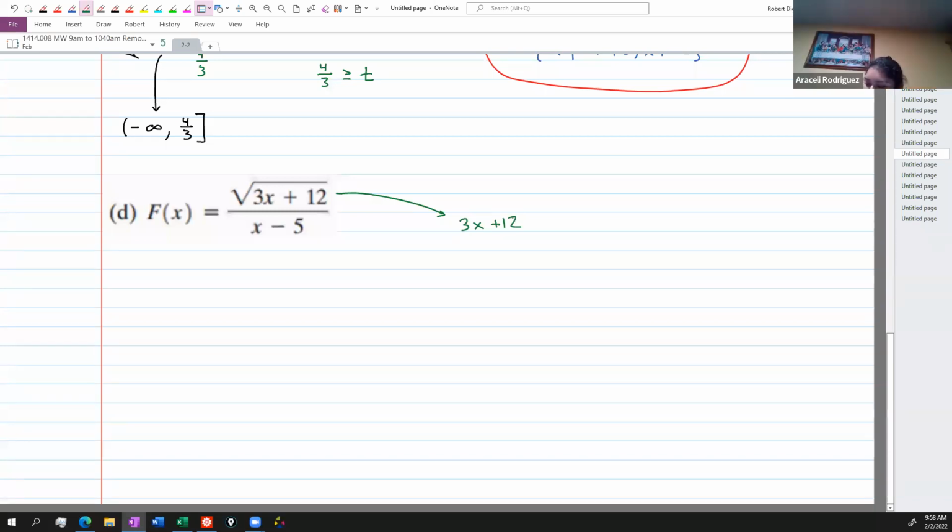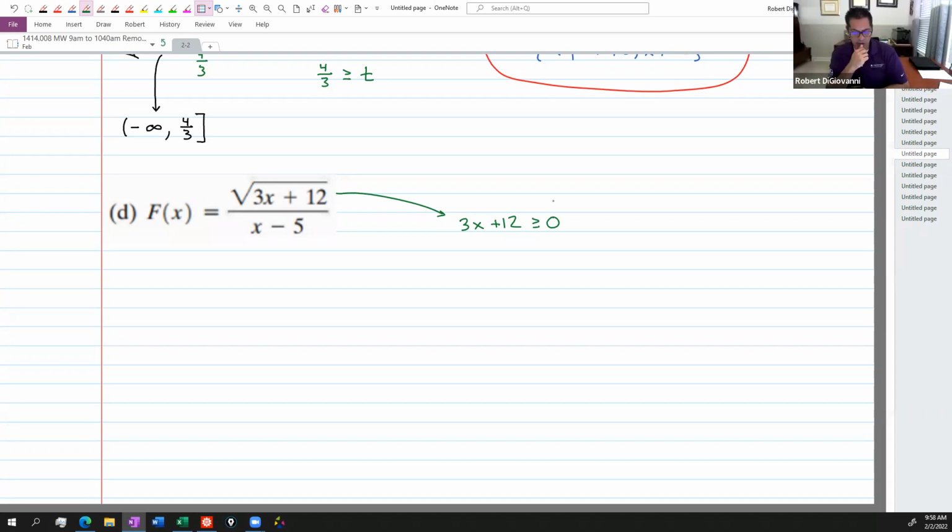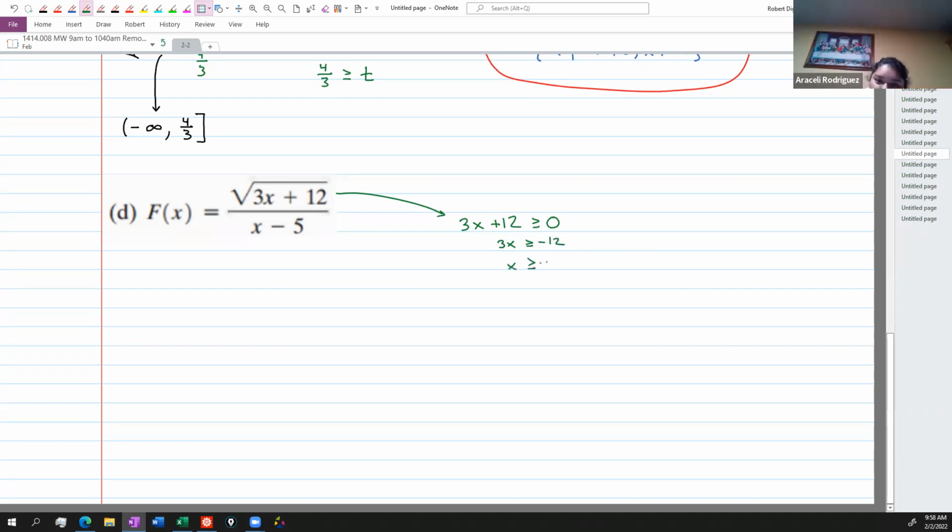I did greater than or equal to 0. Okay, good. And then I just solve for x. Okay, so you subtracted 12 on both sides? Yes. Okay, and then divided by 3. Yes. Okay, so x is bigger than or equal to negative 12.